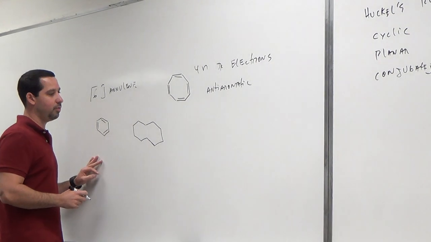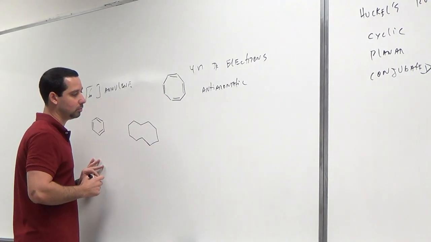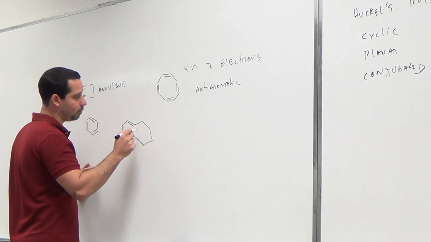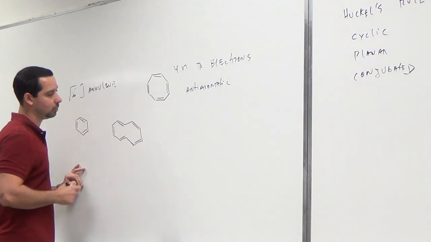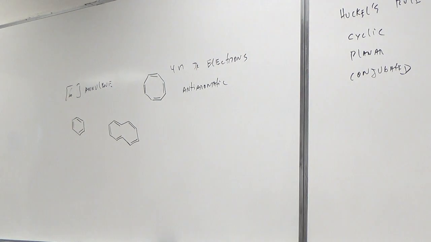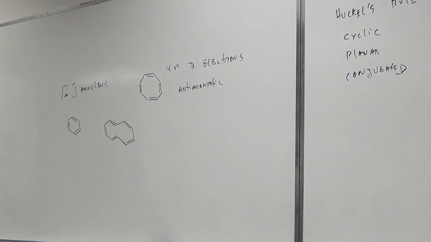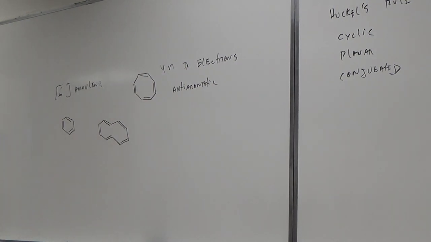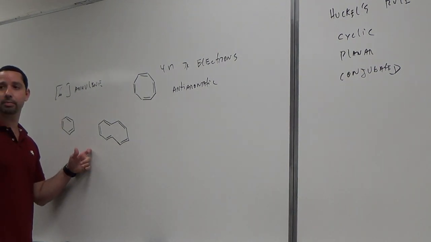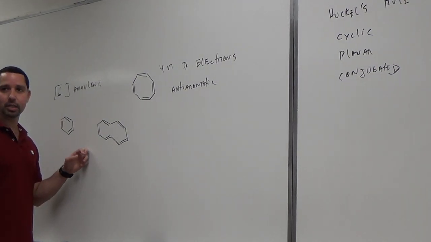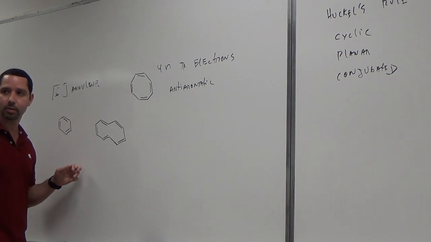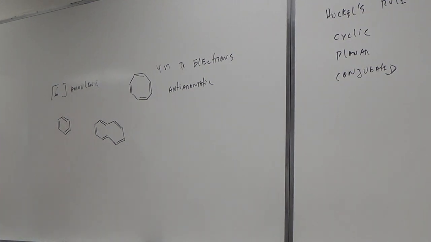Okay, so if we put double bonds here, let's say we put a double bond here, here, and one here. Are those conjugated? Yes. First of all, I don't tell you, it's planar. Is it cyclic? Yes. Is it conjugated? Yes. Is it 4n plus 2 pi? A 4n plus 2 pi has to be 6, 10, 14, 18.